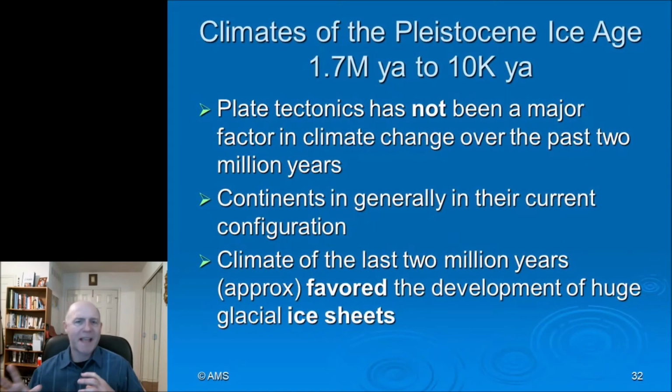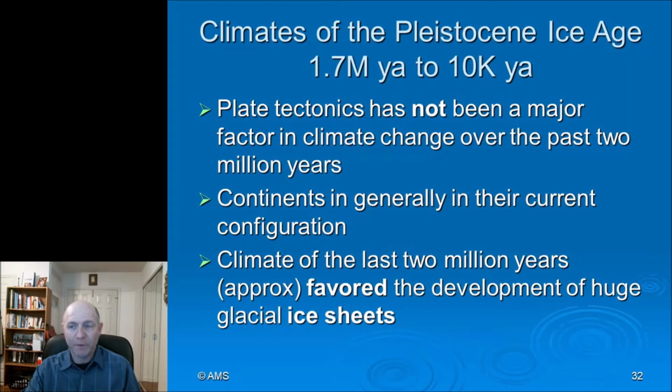So plate tectonics on this time frame has not been a major factor in climate change over the past 2 million years. Again, 66 million, and before that with the dinosaurs, yes, continents were in a different configuration. But more recently, if you will, the continents have generally been in their current configuration. And these last 2 million years, approximately, have favored the development of pretty large glacial ice sheets. In fact, technically, we're in the midst of an interglacial right now. We are in a cold Earth period, if you will, but time scale is everything.